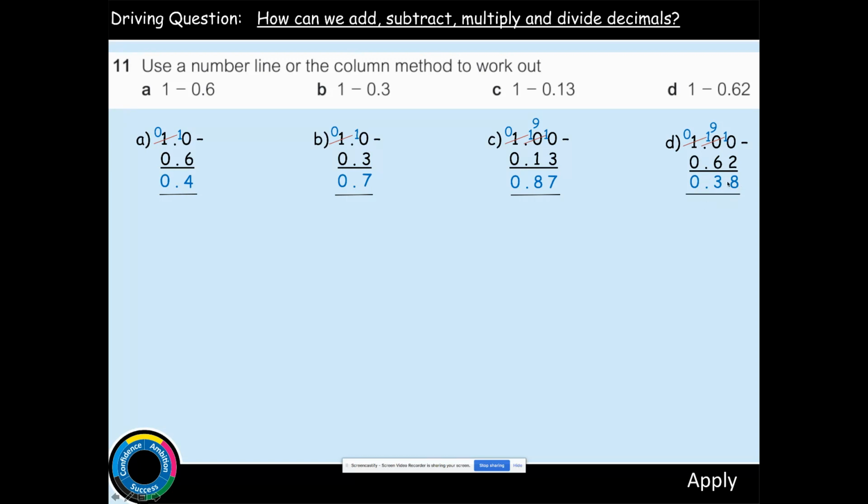Let's just check with our inverse operation. 8 add 2 is 10. There's the 0, carry 1 to make that 4. Add 6 is 10. There's the 0, carry 1, and there it is.